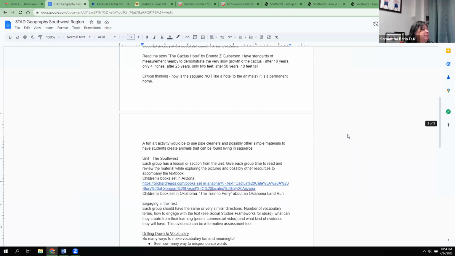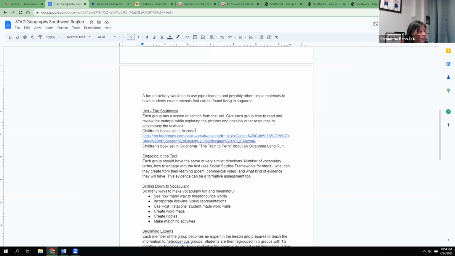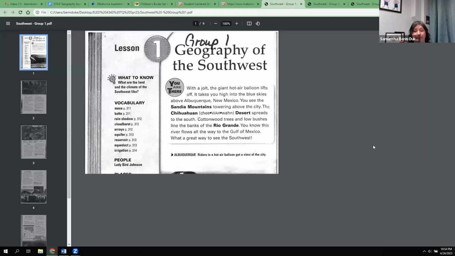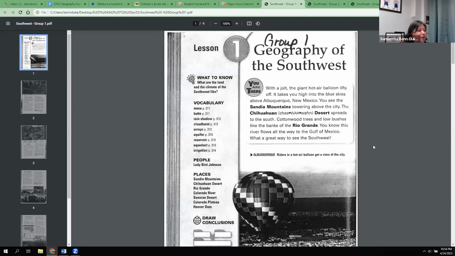And now we're ready to begin our unit on the Southwest. So each group is going to have a lesson or a section from the unit, and I'll give you some examples of what those look like from this textbook. So for example, group 1 has the first lesson, and over here we have their vocabulary. We have the what we want to know.